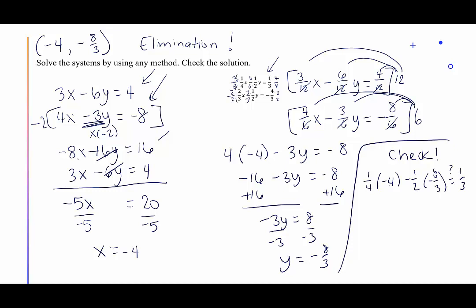Okay, well, 1/4 of -4 is -1, so that's not so bad. A negative times a negative is a positive. This becomes a 4, this becomes a 1, and we end up with -1 plus 4/3.